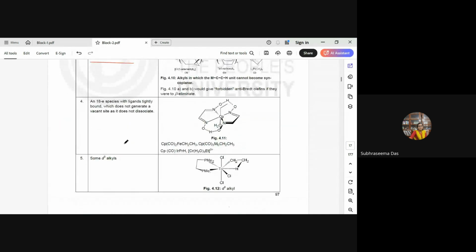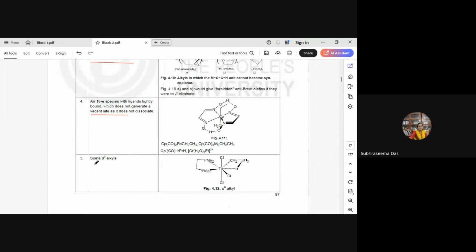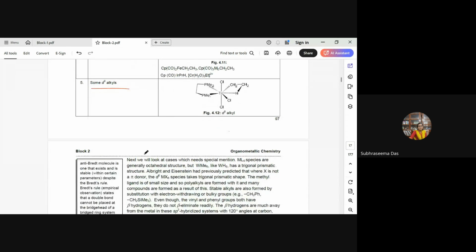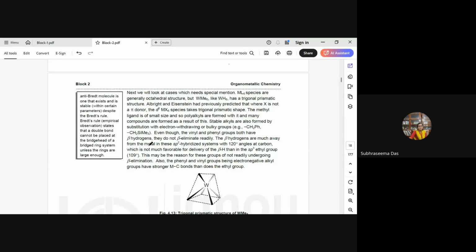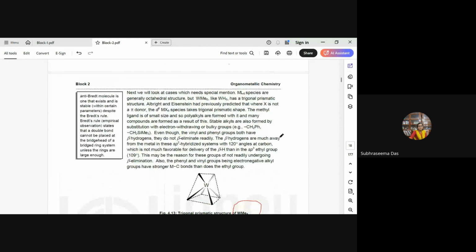And then an 18 electron species does not dissociate properly, so that means it is also kinetically stable. And some of the d0 alkyls are also kinetically stable in nature. Now here is a special case that we'll look into: the structure of WMe6. ML6 species, mostly we know, are octahedral in nature because the coordination number is 6. But WMe6 has a trigonal prismatic structure.